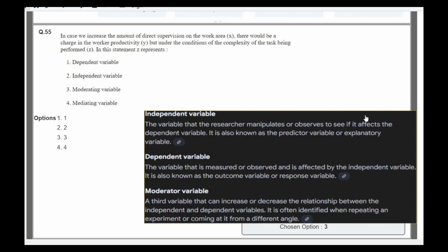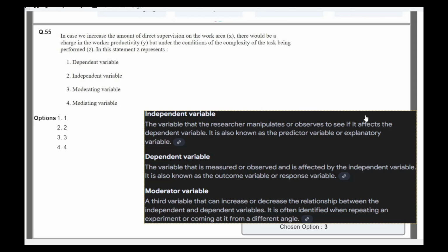What is a mediating variable? A mediating variable is one through which the process goes. For example, you smoke a cigarette, and smoking a cigarette causes cancer. So what actually happens when you smoke a cigarette? It could damage your tissues, which leads to cancer. So this process, this tissue damage, works as your mediating variable. It's a medium through which the process is happening. So the answer here should be moderating variable, because how complex your task is, things will depend upon this. So it will be your moderating variable.